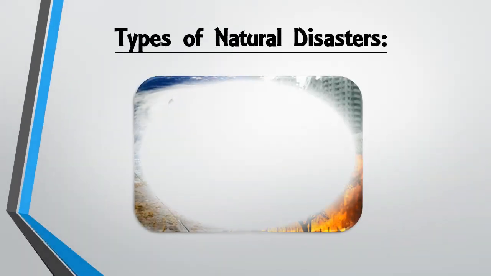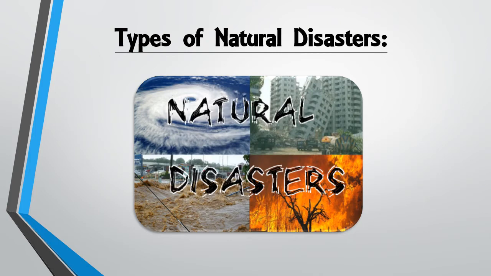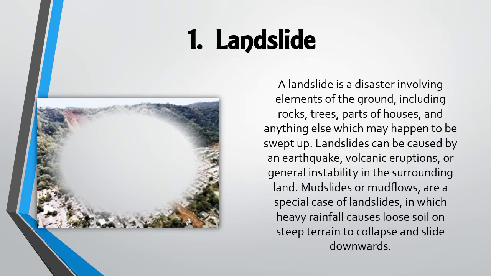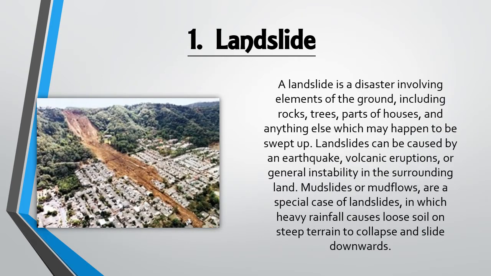Types of natural disasters. First, landslide. A landslide is a disaster involving elements of the ground including rocks, trees, parts of houses, and anything else which may happen to be swept up. Landslides can be caused by an earthquake, volcanic eruption, or general instability in the surrounding land. Mudslides or mud flows are a special case of landslides in which heavy rainfall causes loose soil on steep terrains to collapse and slide downwards.